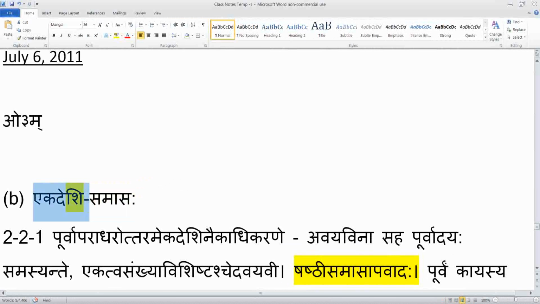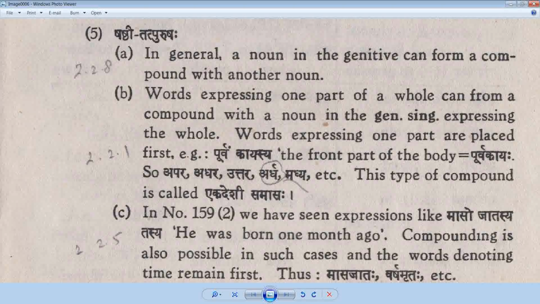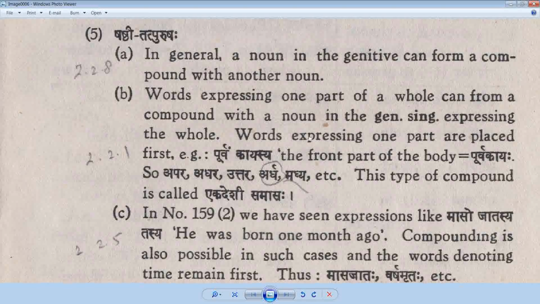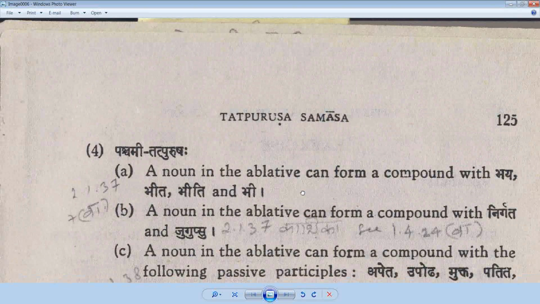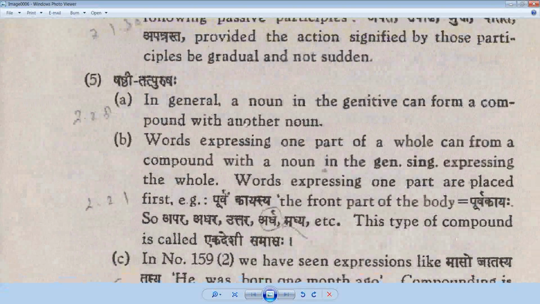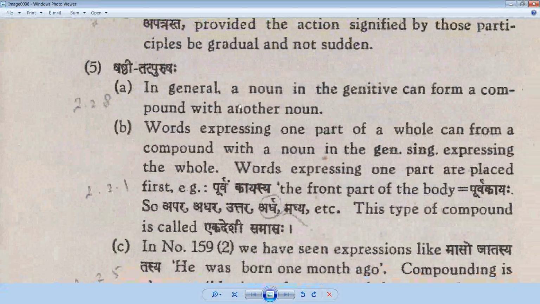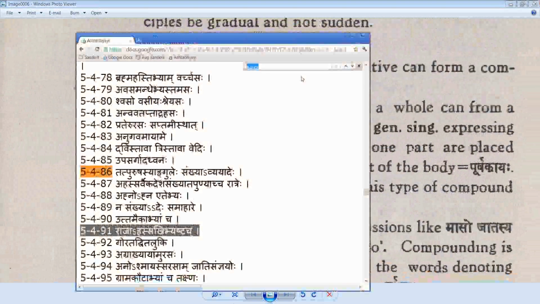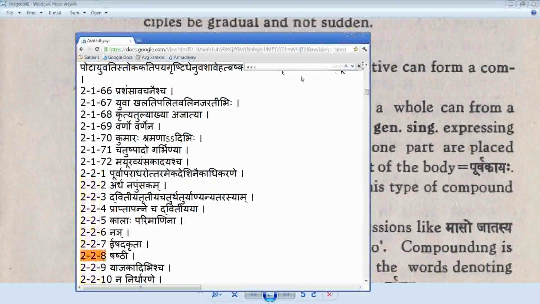Anyway, in the book right now we're on page 125. And really the Shashti Tatpurusha part in the book is only 5A. In general, a noun in the genitive can form a compound. So that sutram which you saw last time is 228, and the sutram is very simple. It says Shashti. Shashti is all that the sutram says.